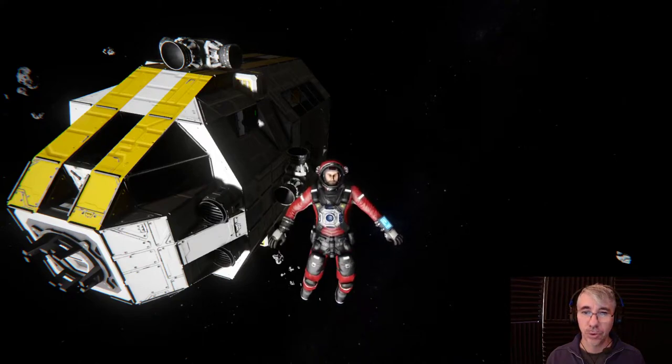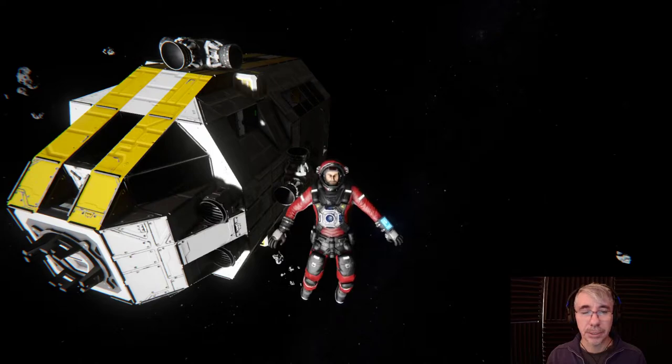Welcome to Space Lab. I'm Cyber Settler, and today we are reviewing this ship I made. The idea behind this ship is that I wanted it to somehow follow the Apollo command module and service module layout.